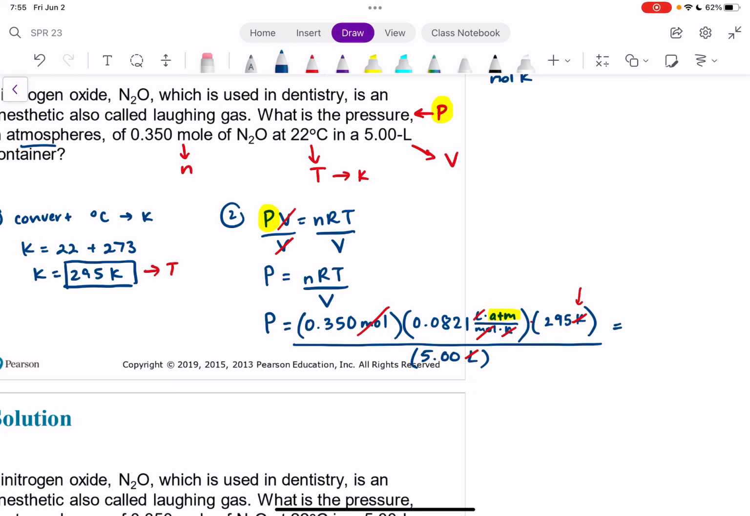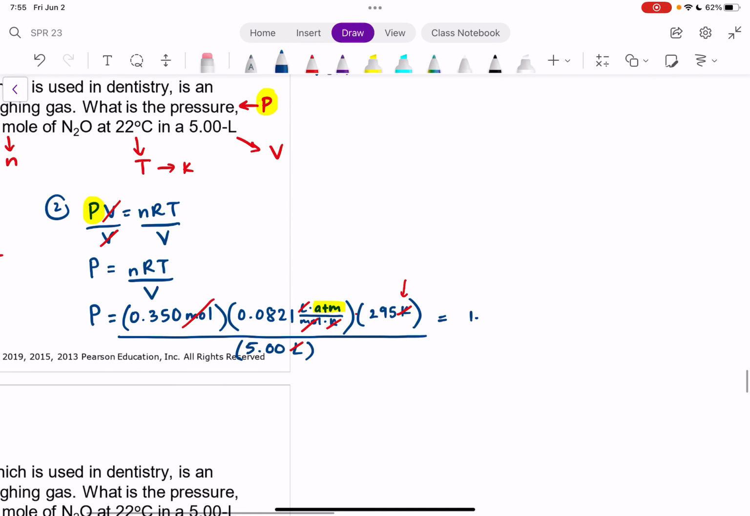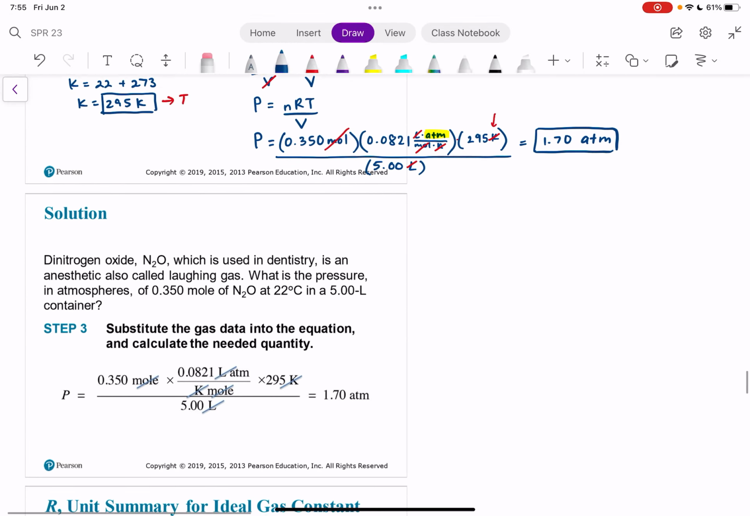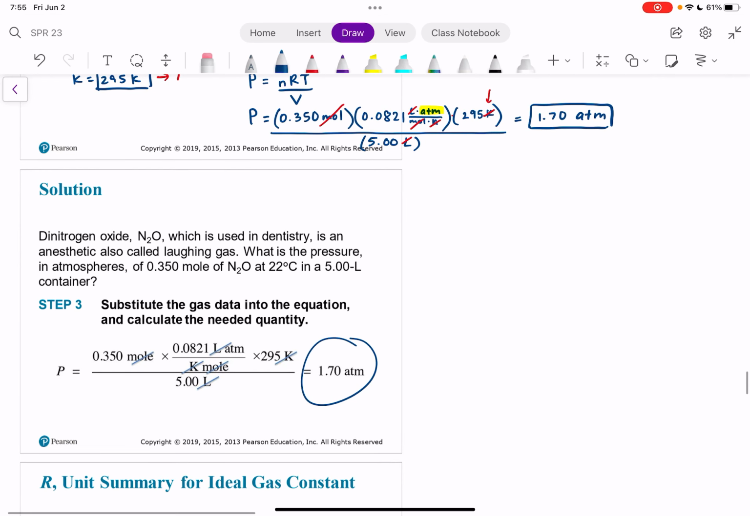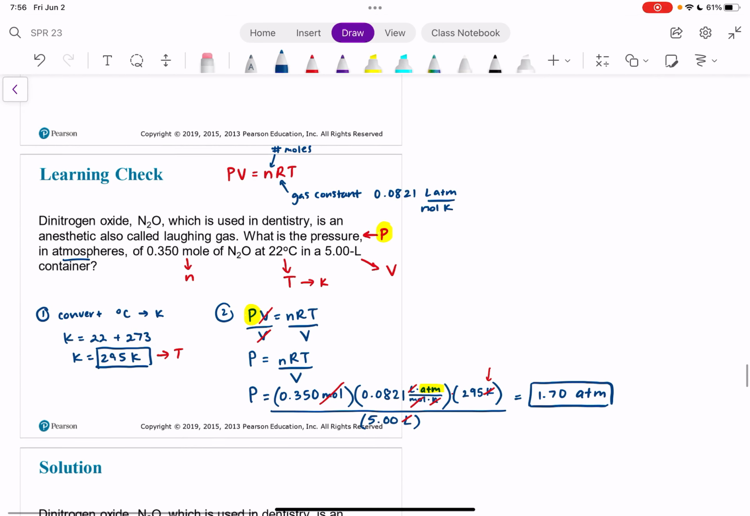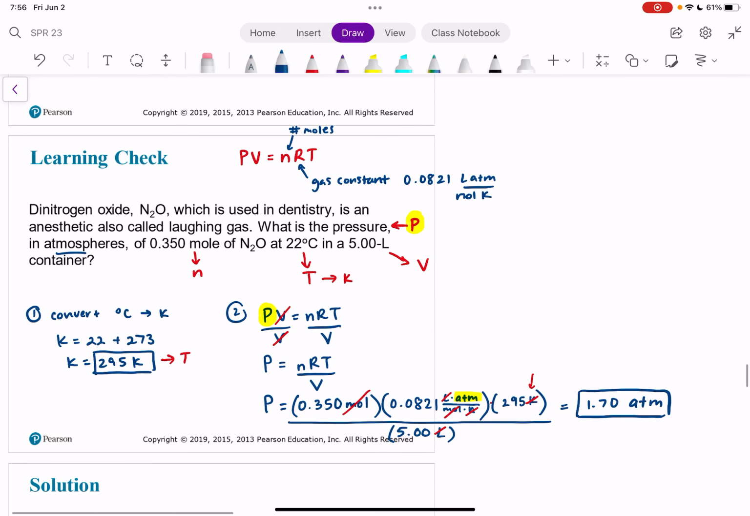Okay, so I plugged that in my calculator, and it looks like my answer is 1.69. Let's see how many sig figs, it looks like 3 sig figs all around. So let's go 1.70 because my calculator showed 1.695. So I'm going to go ahead and round that to 1.70 ATM. Final answer. Okay, let's just double check that that's what they got. And it is. Cool.